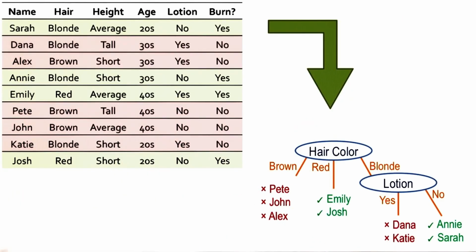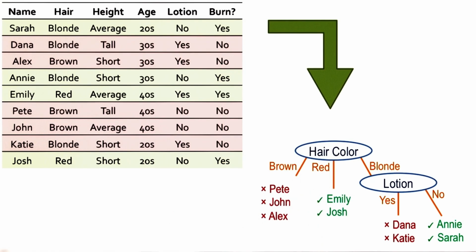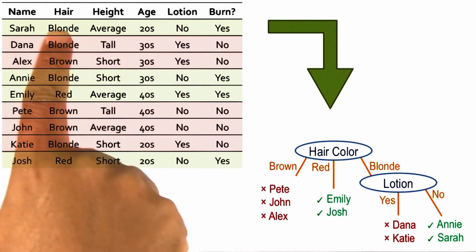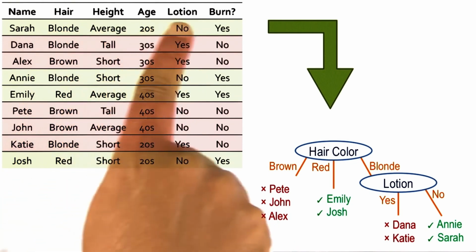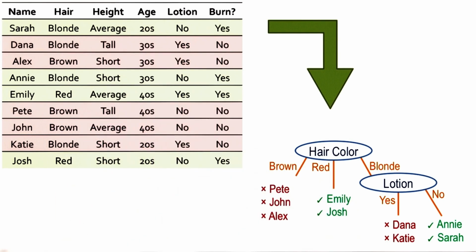Let us look at another example of decision tree learning. Here is a data set of people who go to the beach, and some of them get sunburned and others don't. In this data set, there are 9 examples, and each example is characterized by 4 features: hair, height, age, and lotion. Once again, how can we construct an optimal decision tree that will classify all of those examples? One possibility is to discriminate first on hair color. Hair color classifies all of these 9 examples into 3 categories: brown, red, and blonde.